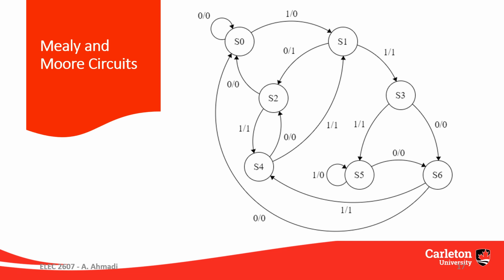If you are at S2, however, it might be 0 when you transfer from S4 to S2, or it can be 1 if you are coming from S1. So you see these two are giving you two different values. So this is a Mealy machine.